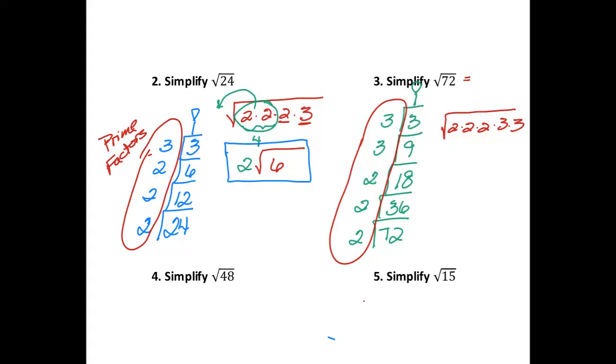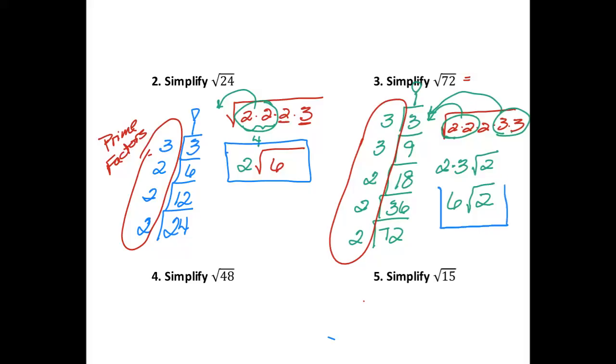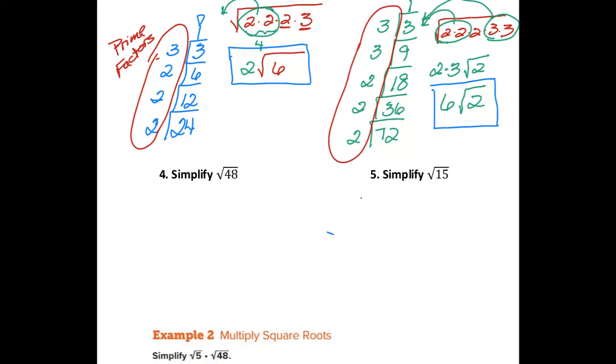Circle your pairs, only 2 of each type. So I got 2's here, I got 3's here, and when you have a pair, they come on the outside and they get multiplied. So this is 2 times 3, and the only thing I have left that doesn't have a pair is that 2. 2 times 3 on the outside is 6 times the square root of 2. Okay.